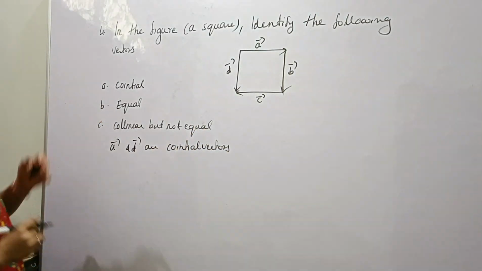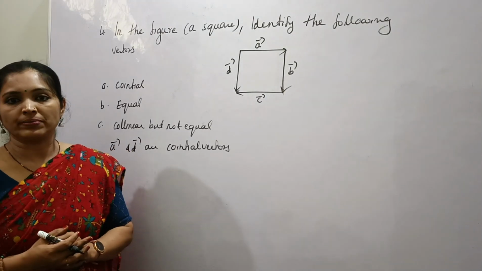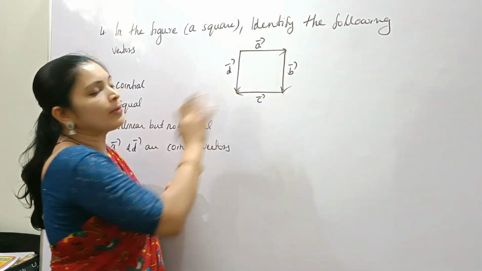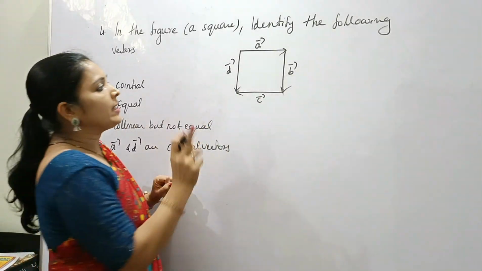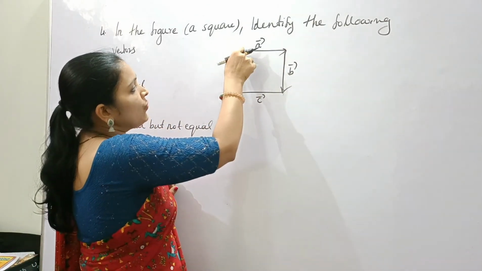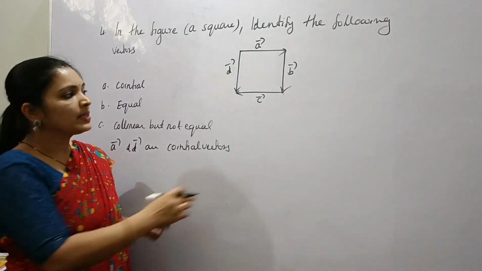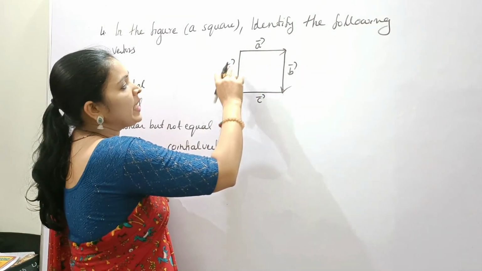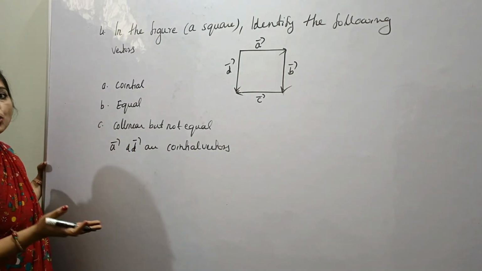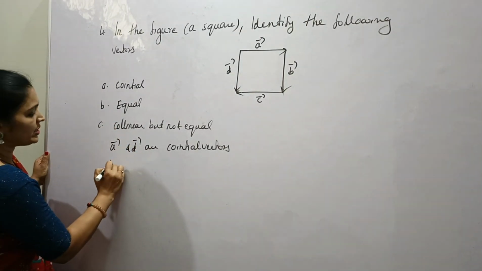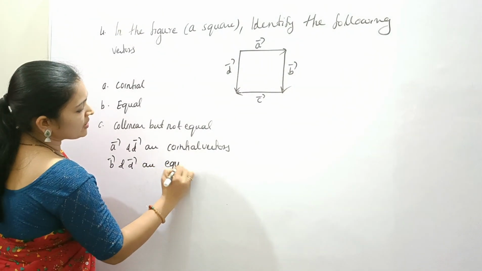Next is equal vectors. Equal vectors have the same magnitude and the same direction, right? Here the magnitudes are the same for all the vectors because it's a square. And for direction, vector B and vector D have the same direction, right? So vector B and vector D are equal vectors, with the same magnitude and the same direction.